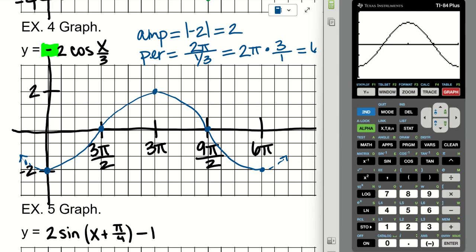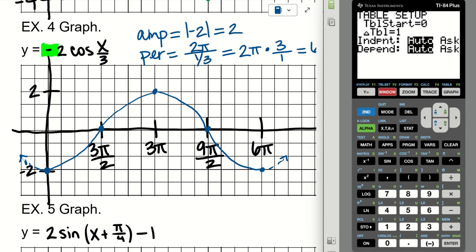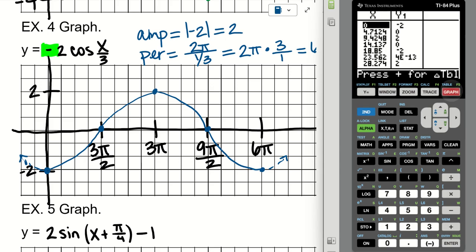Now we can also use the table to help us plot points if we're not sure about where some points need to go, but we have to adjust the table as well. So we're going to go second window. We're always going to start at 0. We want our change in table to be, again, that smallest little tick mark that's on our x-axis. So that's going to be 3 pi over 2. We're going to go to our table, second graph.